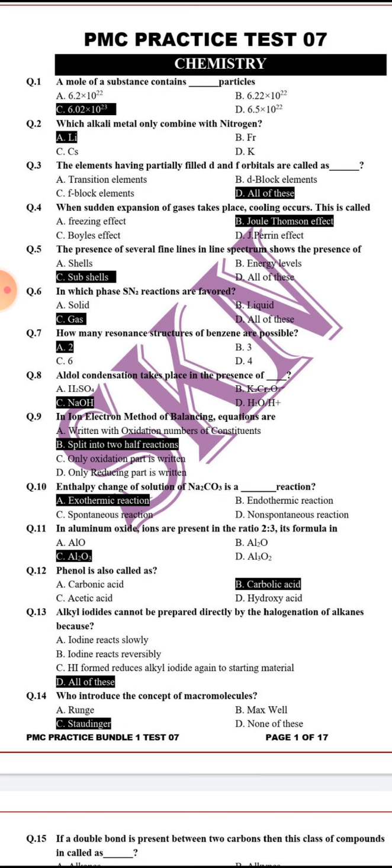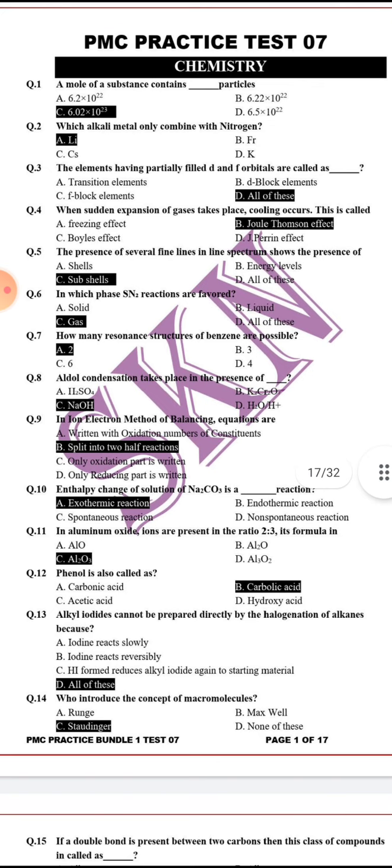The next MCQ: in aluminium oxide, ions are present in the ratio 2:3. What is its formula? If the ions are present in 2:3, we must know that the oxidation state of aluminium is +3 and the oxidation state of oxygen is -2. So to balance the compound, 2 aluminium and 3 oxygen must be present. So the correct formula will be Al2O3, Charlie option.